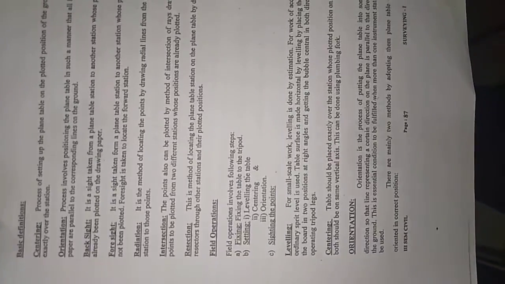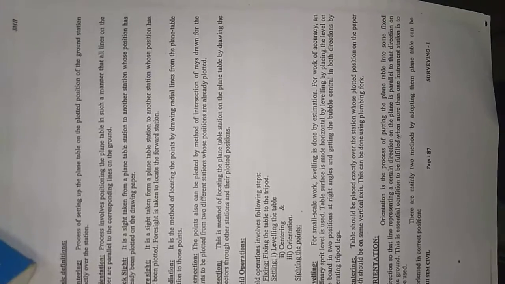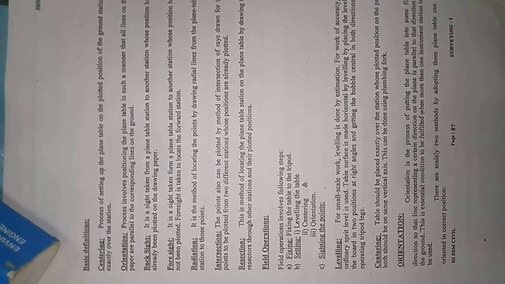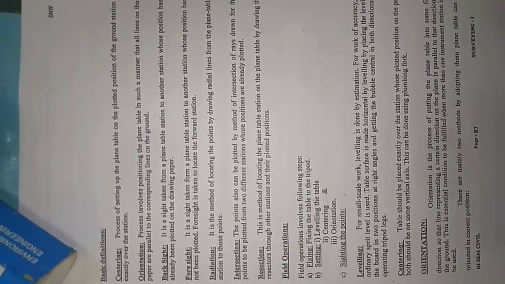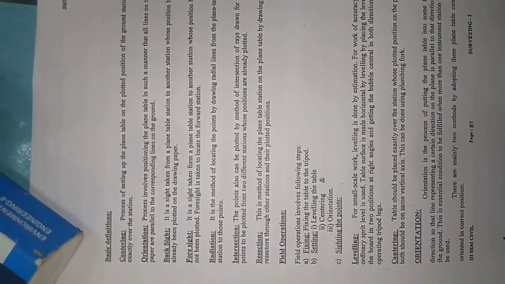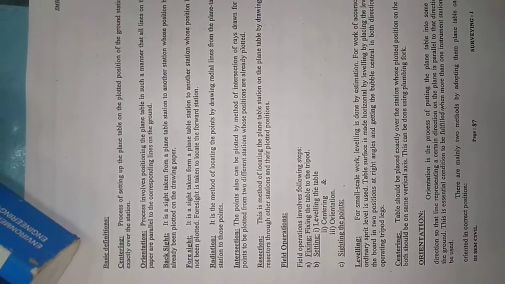Now the field operations. When we fix this particular plane table, there are some field observations that we need to do. The first thing we need to do is leveling. For small scale work, leveling is done by estimation; for work requiring accuracy, an ordinary spirit level is used. As I have told, I will explain how to do it practically. We are going to use this spirit level for the leveling.